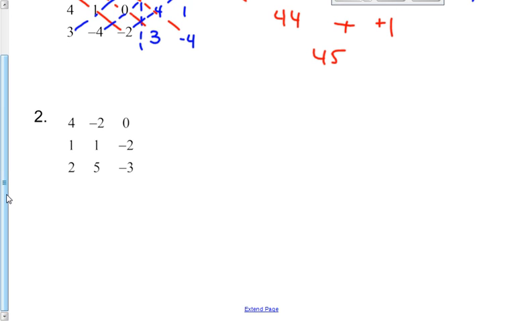Okay, we'll try this one. Once you put it on pause, try it yourself, and then see if you can come up with the same answer.